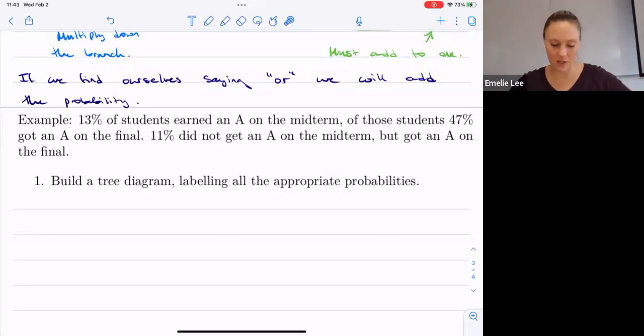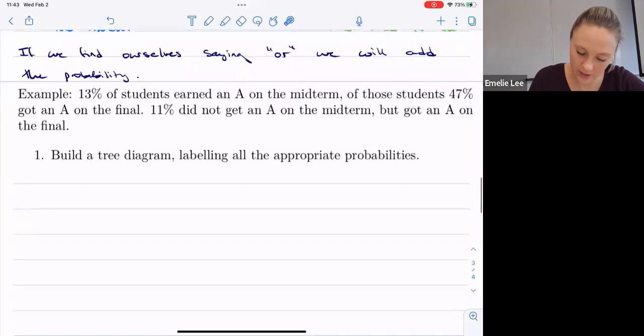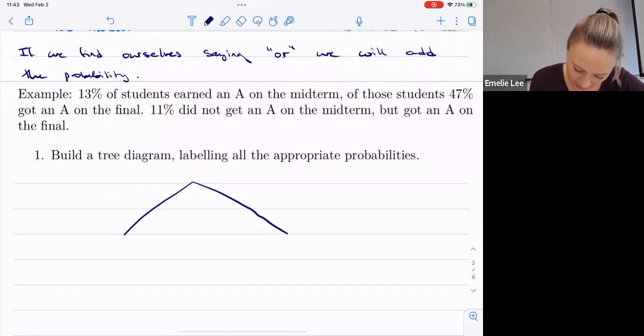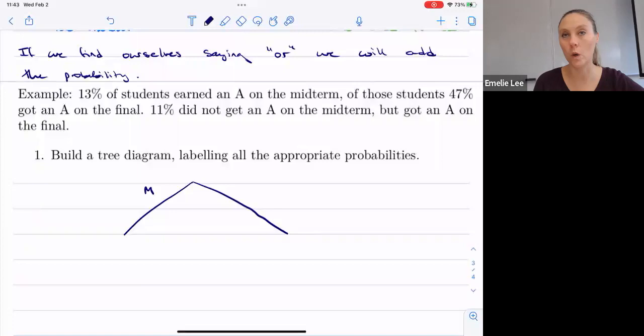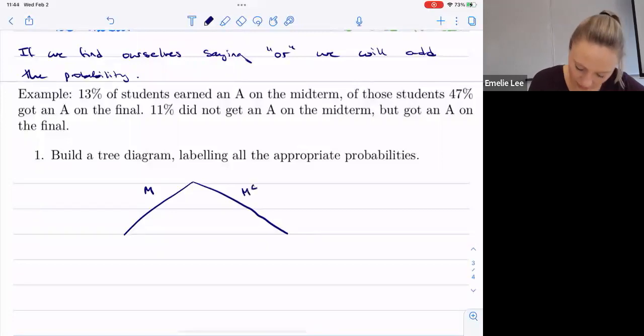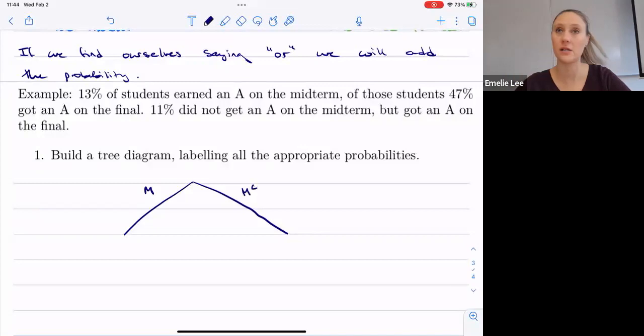So then what this is going to look like, right? We've already defined M is going to be the A on the midterm and F is going to be the A on the final. So if I build a tree diagram here, I'm going to have the midterm, and I either got an A on the midterm or I didn't get an A on the midterm, and those are all the possible options. Now notice if you talked about an A on the midterm, a B on the midterm, a C on the midterm, whatever, then you would have branches for each of those, right? But we're going to focus on either an A or not A.